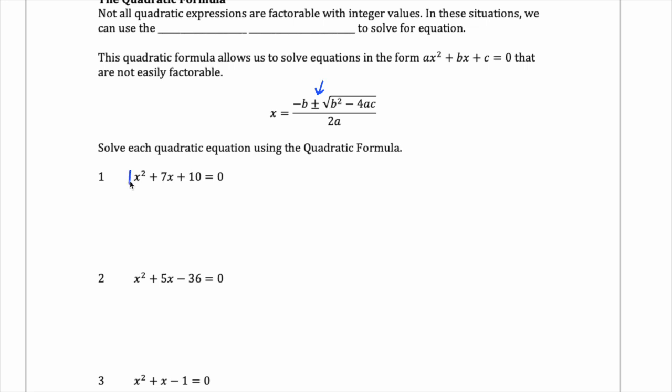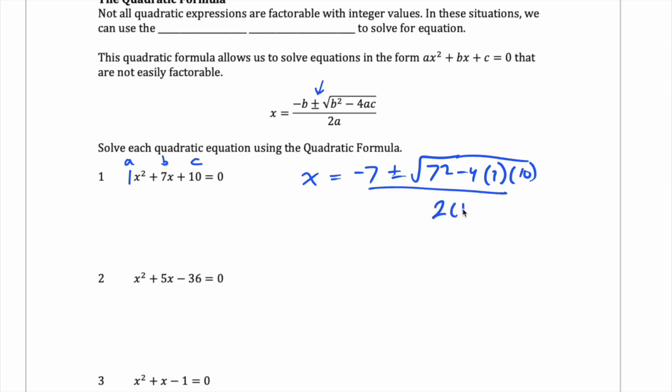So in this equation we've got a 1 here, so a is 1, b is 7, and c is 10. So substituting that into the quadratic formula, we get negative 7 plus or minus root 7 squared minus 4 times 1 times 10, divided by 2 times a. If we simplify that, we get negative 7 plus or minus root 9 divided by 2.